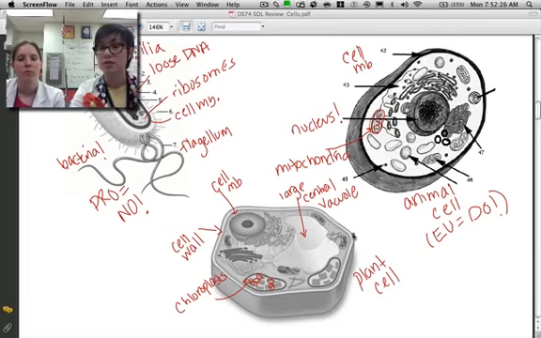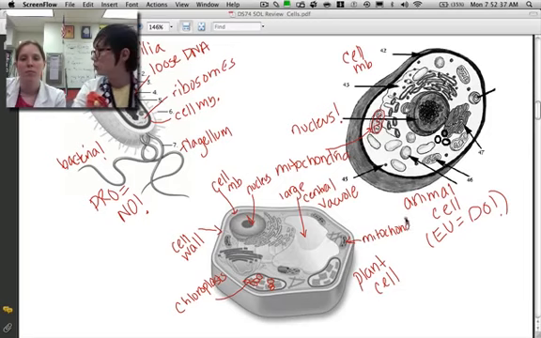So we have a nucleus because it's a eukaryotic organism. We still have mitochondria. That's important to know. Plants have both because they still need to be able to make ATP. And then we also have the Golgi and the endoplasmic reticulum, both the smooth and the rough. But those are the major things that you need to know.